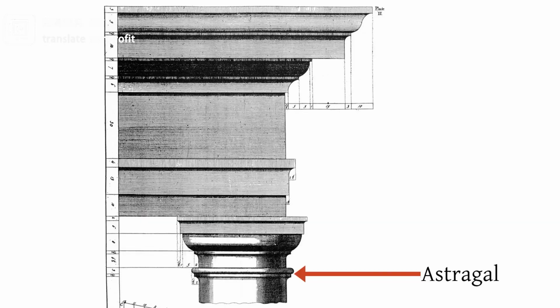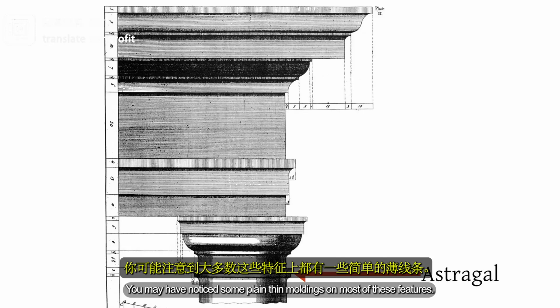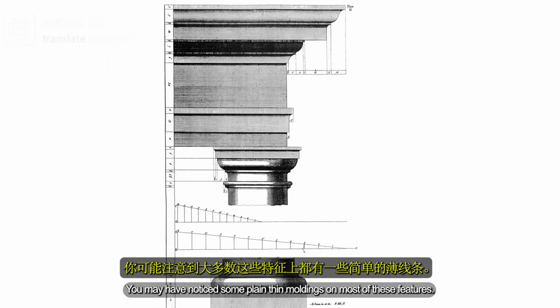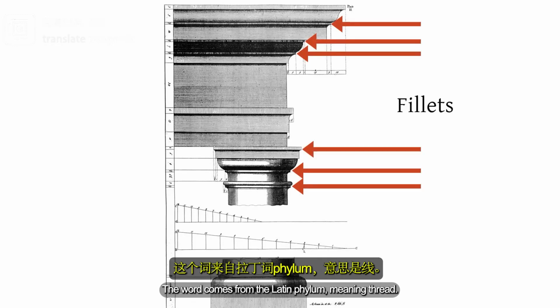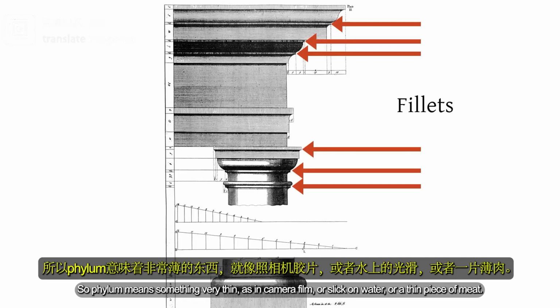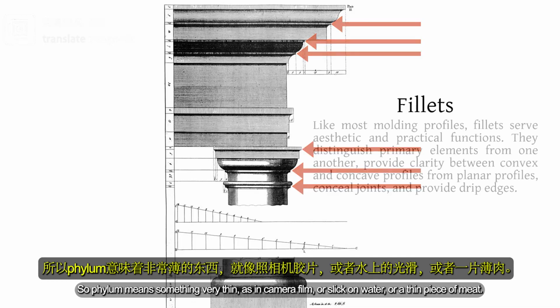You may have noticed some plain thin moldings on most of these features. They are called fillets, which are common on Roman orders, but not so much on Greek ones. The word comes from the Latin filum, meaning thread. So filum means something very thin, as in camera film, or a slick on water, or a thin piece of meat.